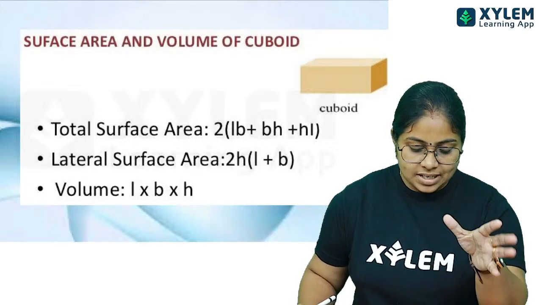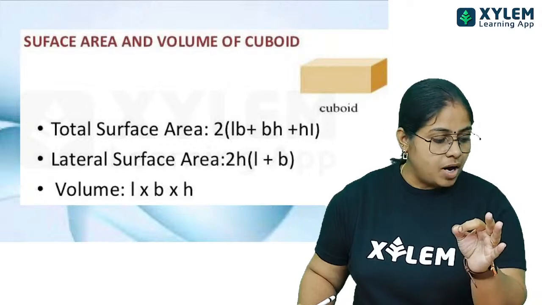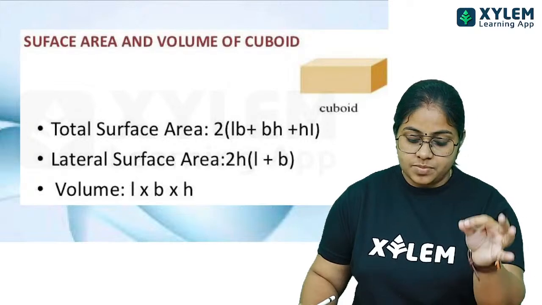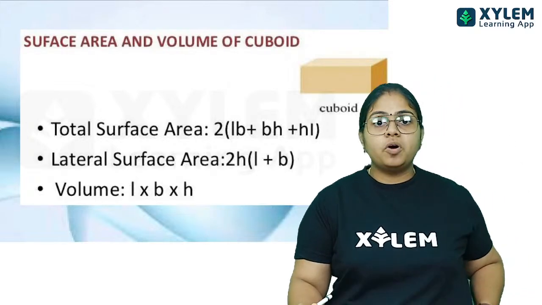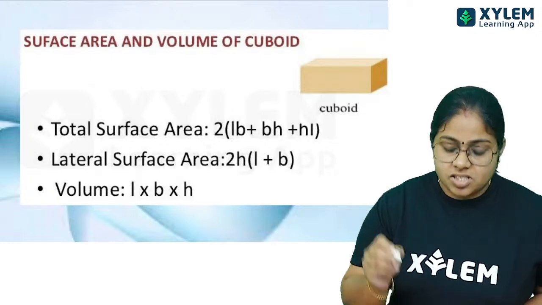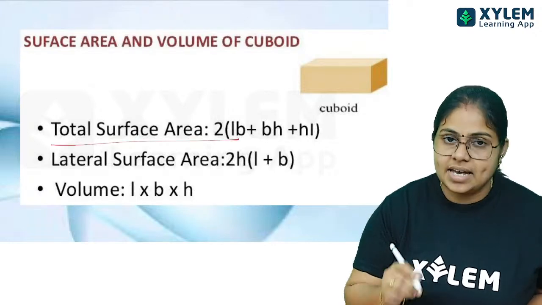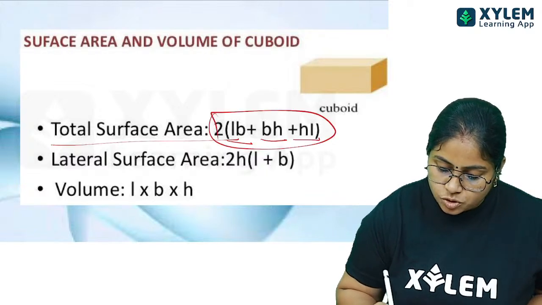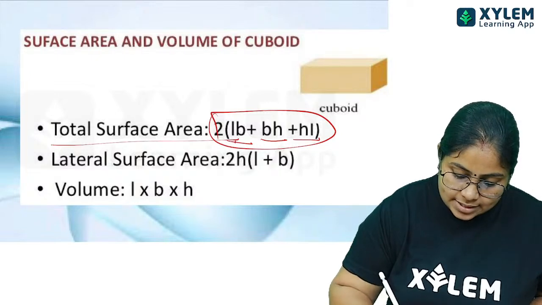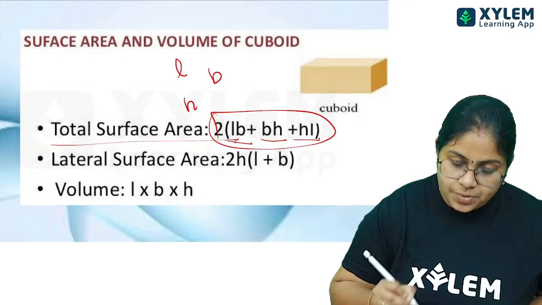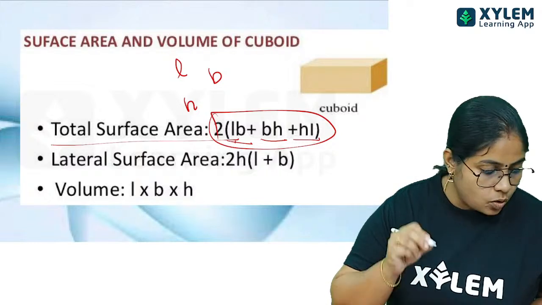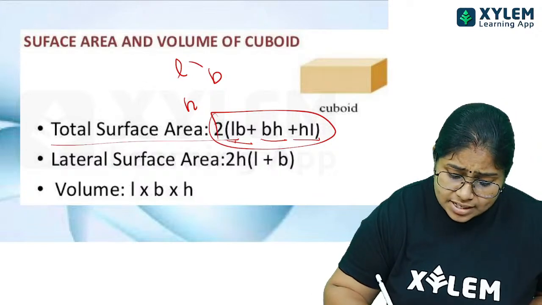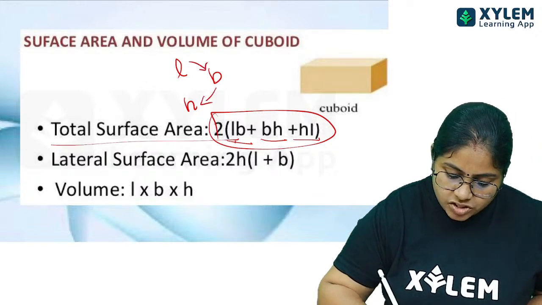Now listen children, I am going to talk about surface area and volume of a cuboid. First of all, its total surface area, the formula you have to study, is equal to 2 into (length into breadth plus breadth into height plus height into length), that is 2(LB + BH + HL). I told you the same in the last class. If you write LBH in a cyclic order, it is easy for you to remember: L into B, B into H, H into L.